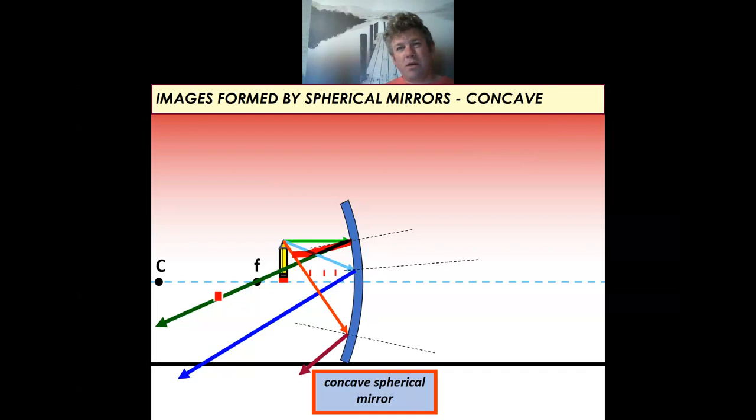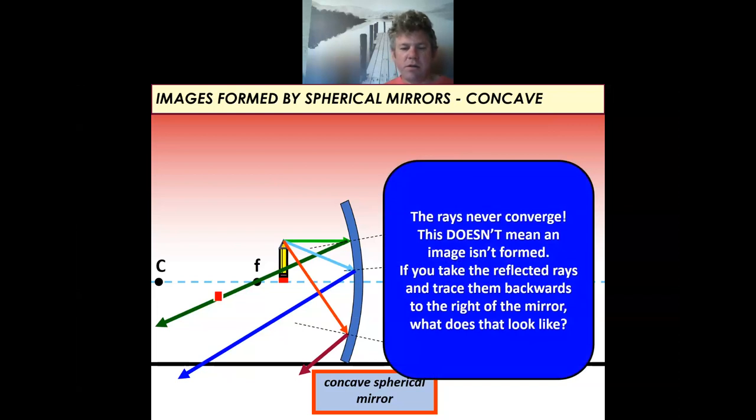Okay? So because they're going to spread way out, we're not going to get a real image here. So does that mean that no image forms? No, not at all. That just means that if we look at this, that image is actually going to be on the opposite side. So the rays never converge.